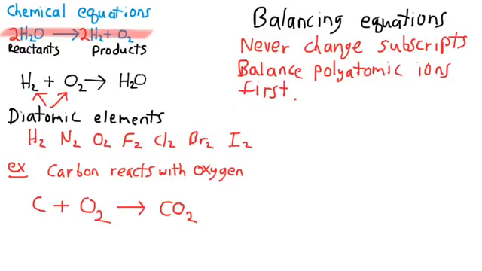Balance polyatomic ions first, and just balance them as a whole group is a good way to do it. So if you see a sulfate on one side, then balance the whole sulfate together on the other side, so you're not balancing each atom separately.